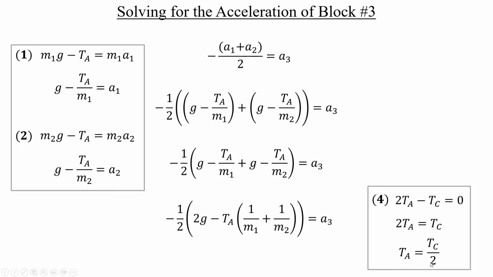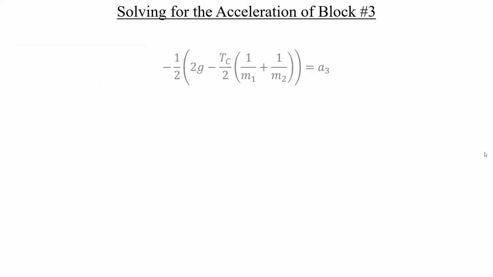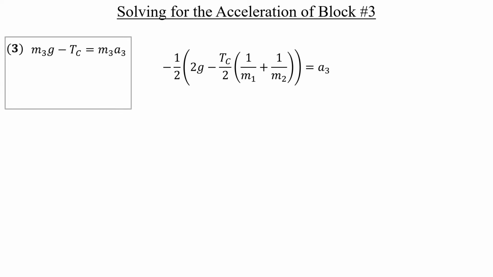This expression right here. When we do that, it might not seem like we really did much, since we just replaced one tension with another, but we can use equation number 3 to get rid of the tension altogether. I'll isolate the tension of string C on the right, then factor out the mass of block 3 on the left to make it look nice. Now we have a replacement for that tension.